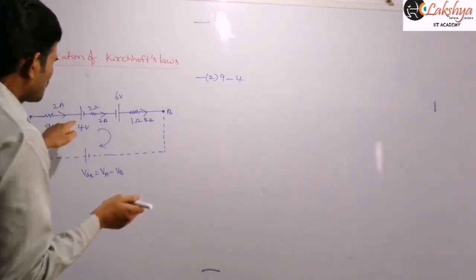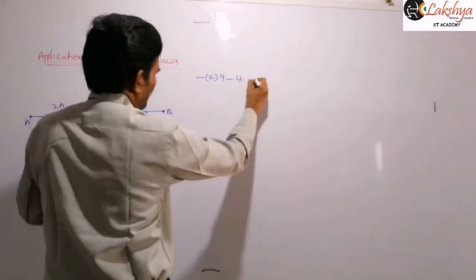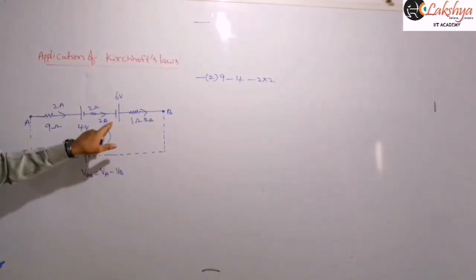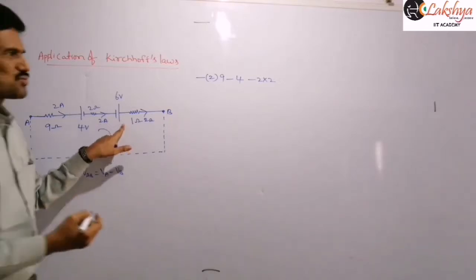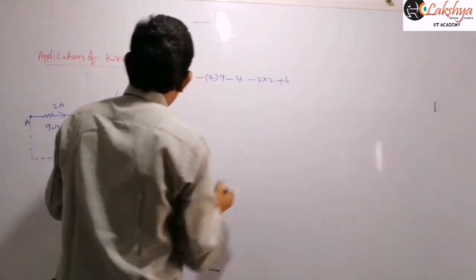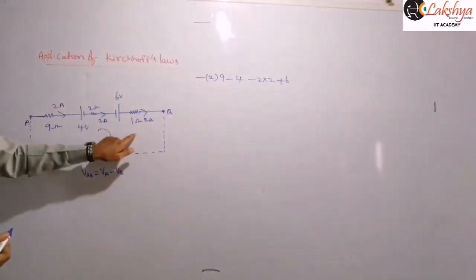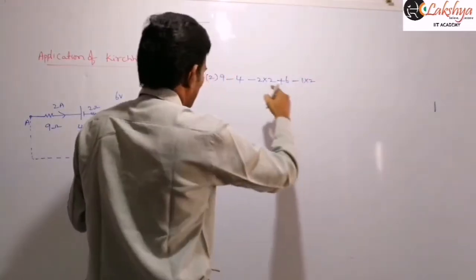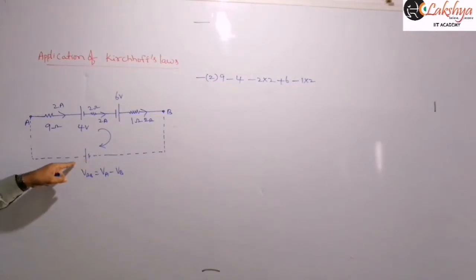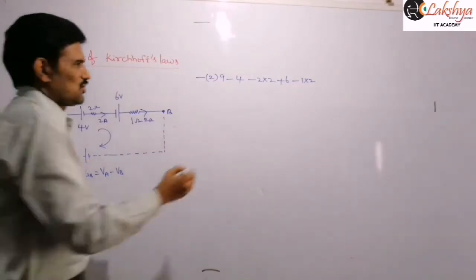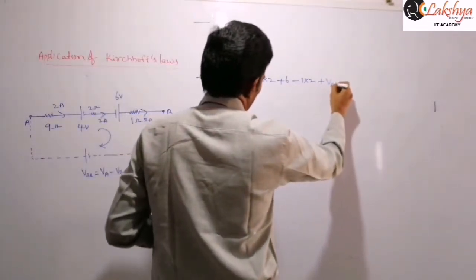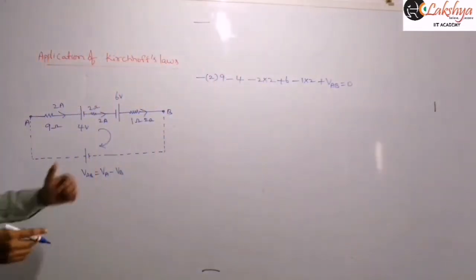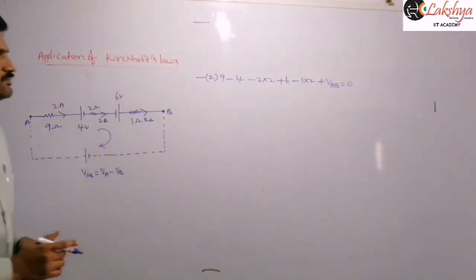Next, this is 4, from IR, minus IR, 2 into 2. Next this cell is 6, and we are traveling from negative to positive, so plus 6. Next for this resistance, we are traveling in the direction of current, so minus 1 into 2. Next we come across this, traveling from negative to positive, so it is plus VAB. This value is equal to 0. That is the application of Kirchhoff law for this closed loop.